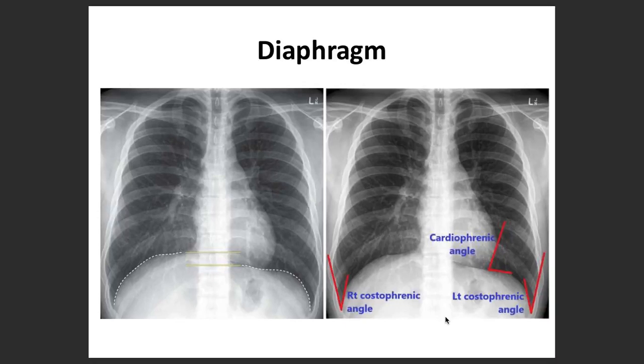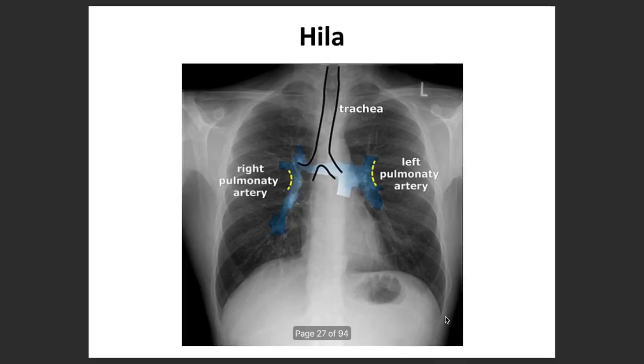Okay, so now coming to the diaphragm. You may already notice that the right side is higher than the left side. This is where the left costophrenic angle and the right costophrenic angle come in as well. And over here comes the hila, which is the trachea.